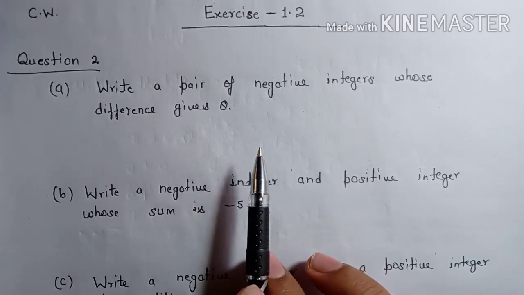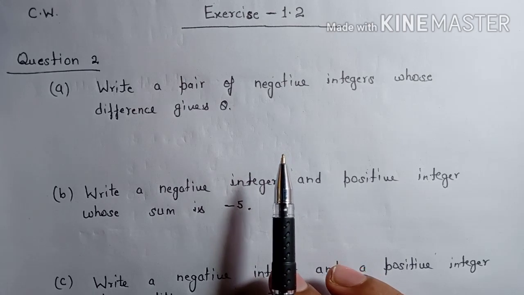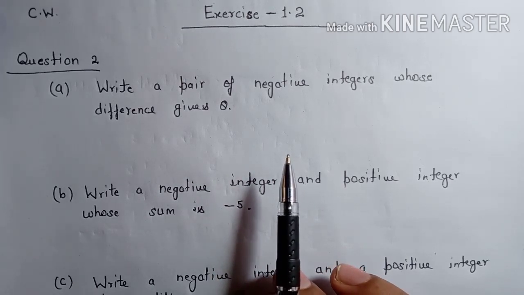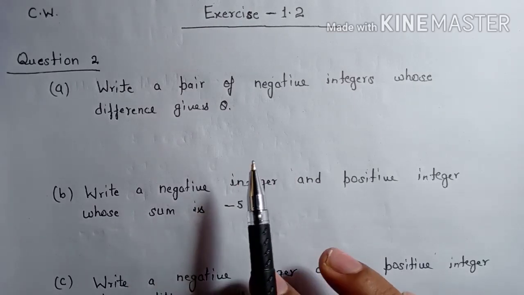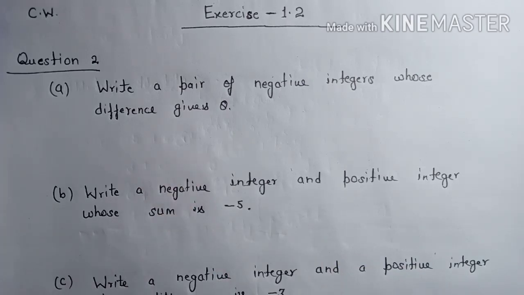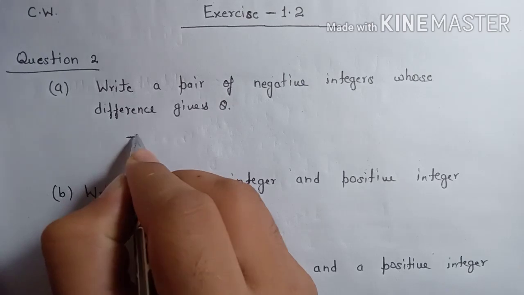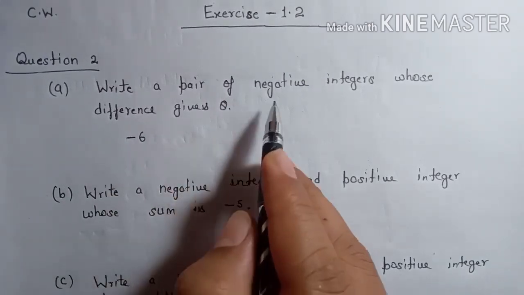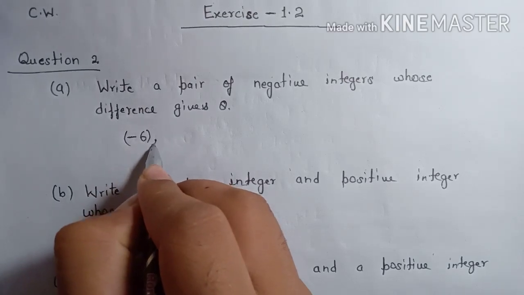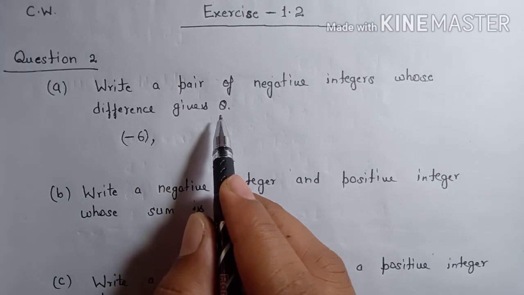Here you can see variation in answers. You may have a different answer, I have a different answer, because we have a number of pairs of these integers whose difference is 8. And one of them is, if we write here -6, we have to select negative integers. So first is -6. And what to subtract here? Our result is 8.